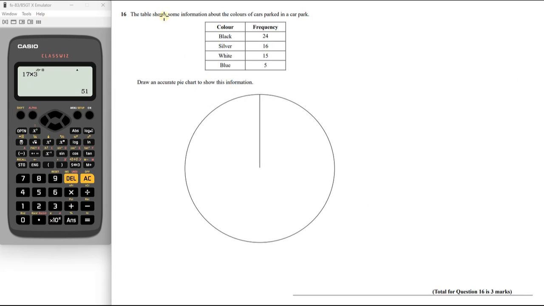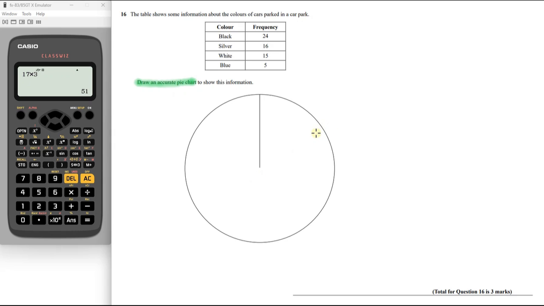Question 16. The table shows some information about the colours of cars parked in a car park. We need to draw an accurate pie chart to show the information. Okay, so now this is going to be a bit trickier for me because I'm doing this on a screen. Obviously, you will need a protractor for this question.